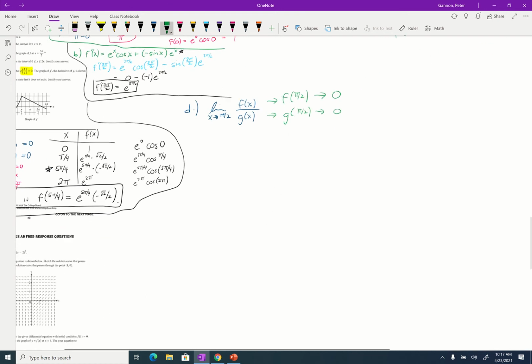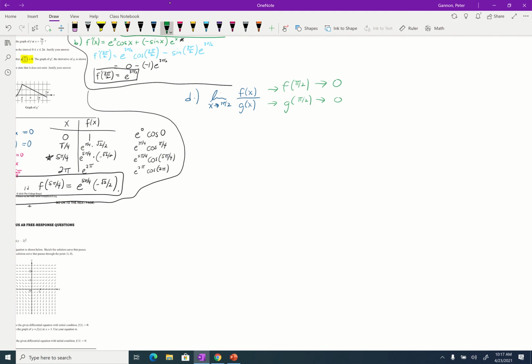So right now, what that tells us is this is L'Hopital, okay? Indeterminate form, L'Hopital's. That's what we're going to use. So that means that this is going to be the same thing as the limit as x approaches pi over 2 of f prime of pi over 2 divided by g prime of pi over 2.